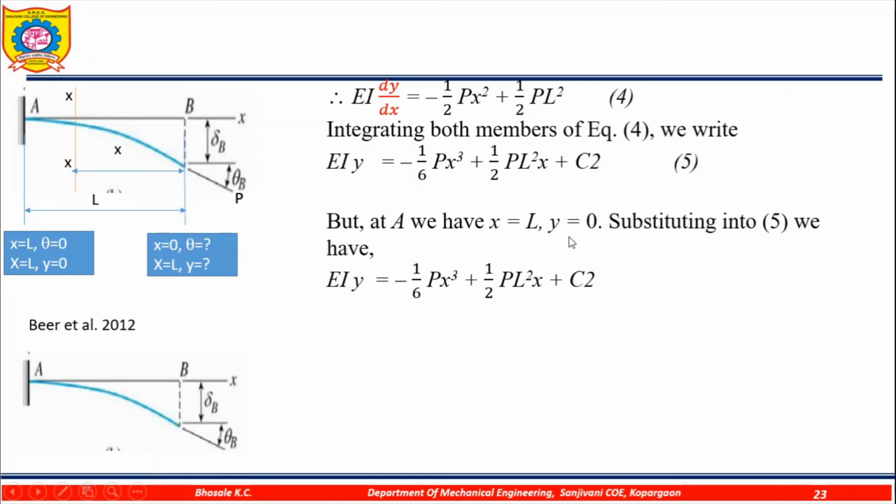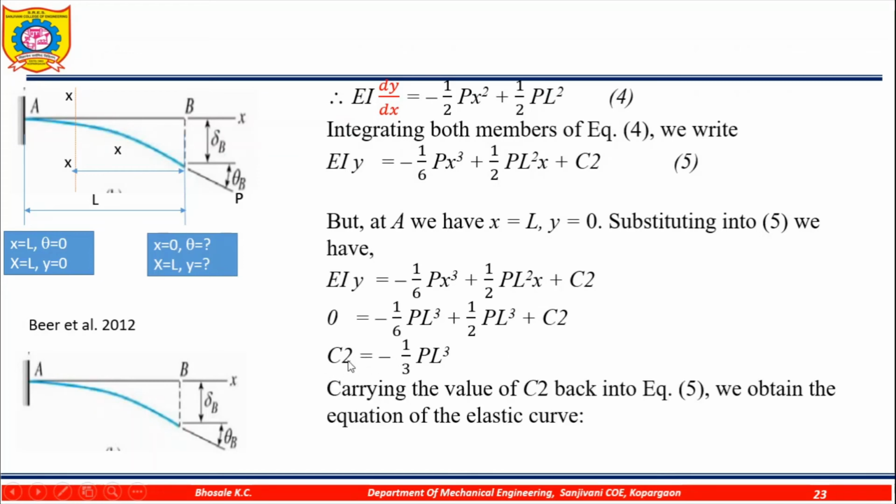So we'll put this boundary condition. At point A, y will become 0 when the x value is L. So we'll replace the value of x with L, and we'll find out the value of C2. C2 will be equal to minus 1 by 3 PL cube. We'll put the value of C2 in this equation and then rewrite the equation. That equation will become the deflection equation.